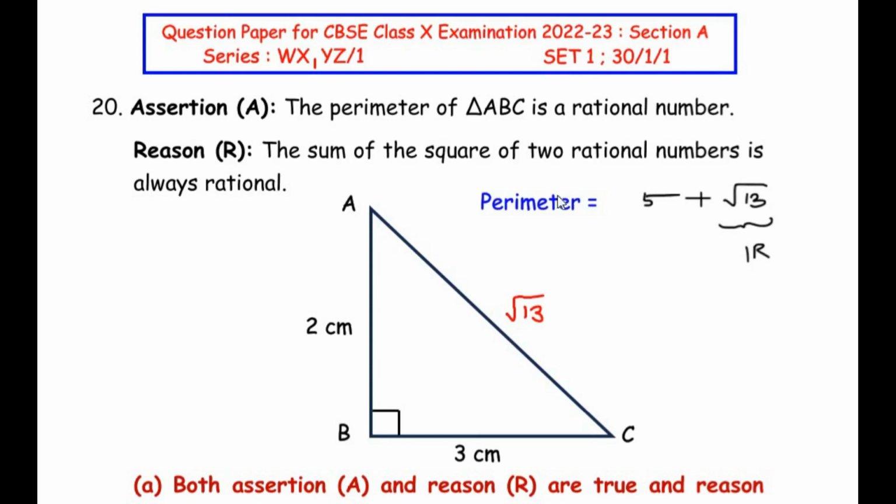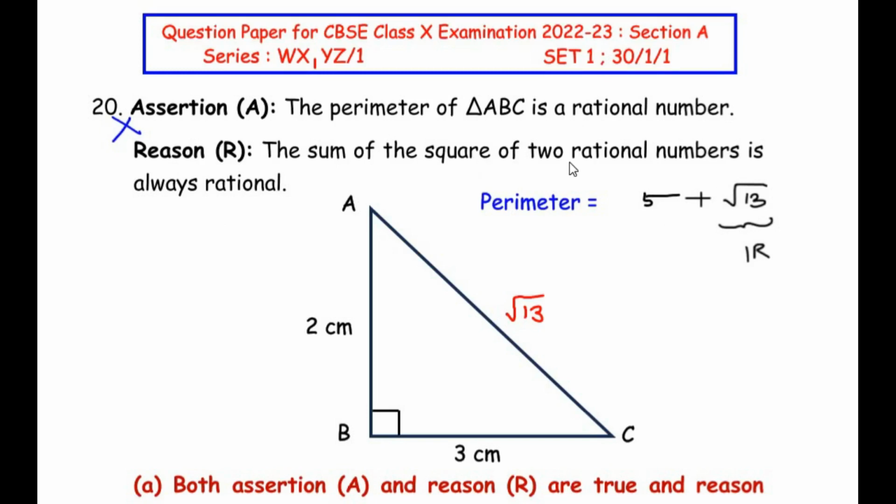So here we have got the perimeter as irrational number, not a rational number, which means the assertion is incorrect. The perimeter is not a rational number. It is going to be an irrational number. Now let us look at the reasoning statement. The sum of the square of two rational numbers is always rational.